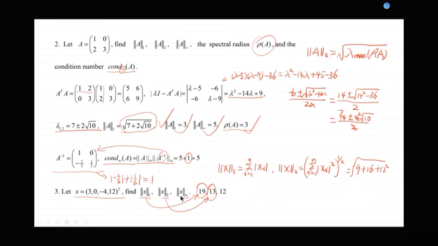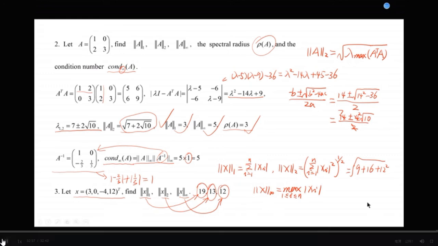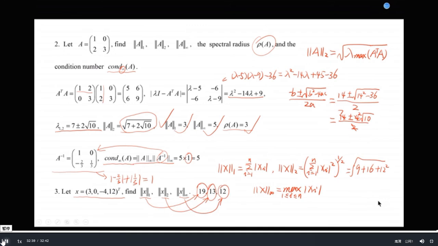And also last one, the infinity norm, okay? For the infinity norm, that is the maximum number of xi, i from 1 to n. Okay, so 3, 4, 12, the maximum number, of course, is 12. Okay, so we obtain the infinity norm. Clear? So this is the last question of chapter 2.